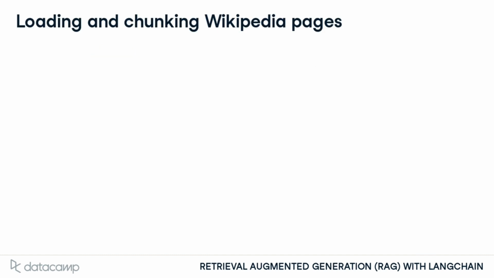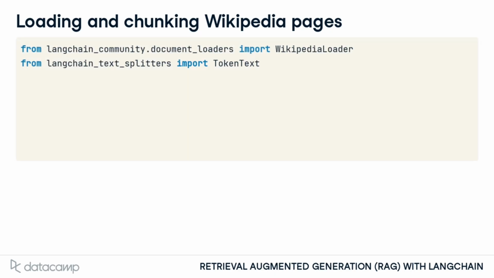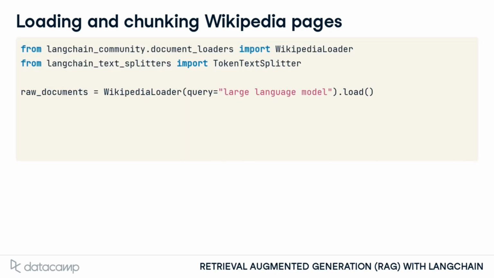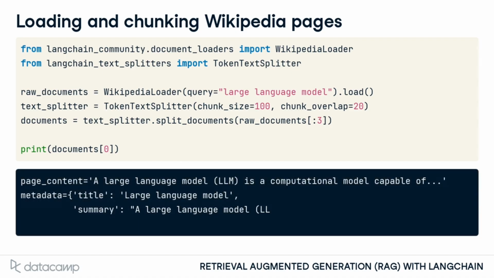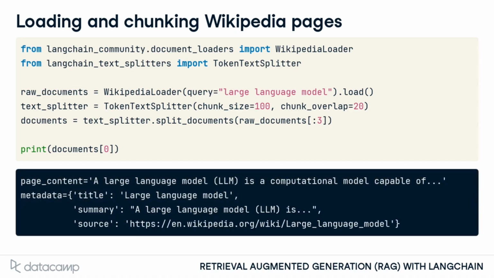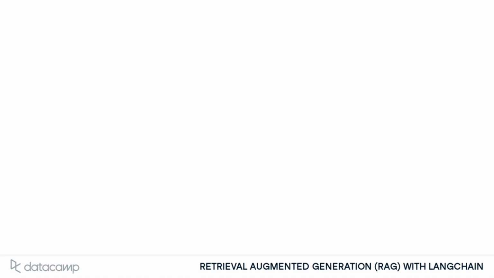So how do we go from the unstructured text data we've seen to a nice structured graph? There's a few ways to do this, but we'll be using LLMs. Let's load the Wikipedia results from searching "large language model" using the Wikipedia loader class, and split the first few documents into chunks. Each document has page content and metadata as seen here.